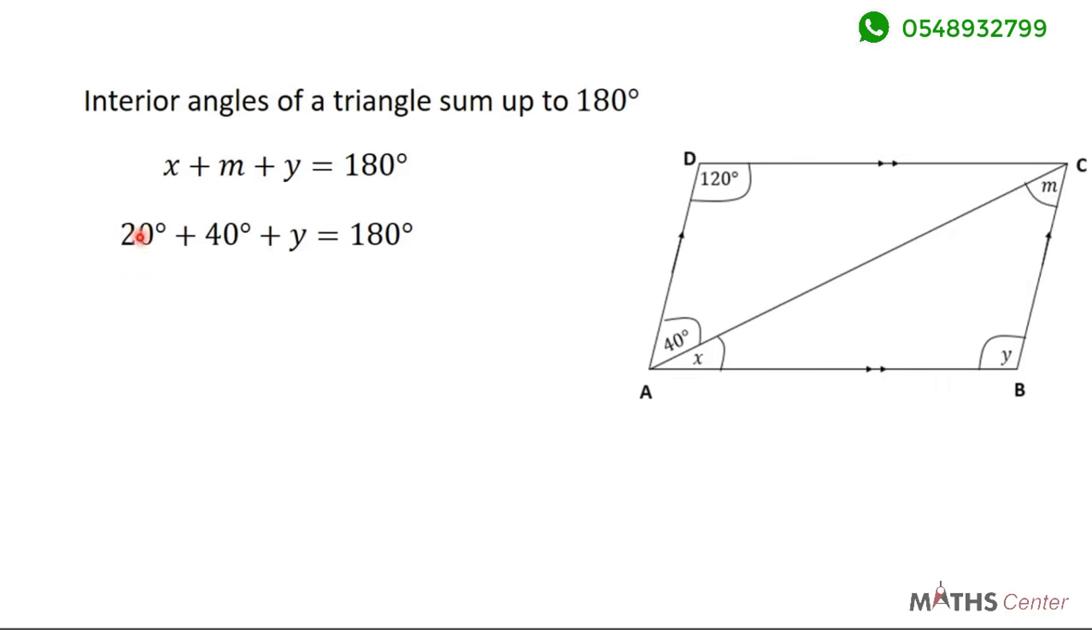We know S to be 20 degrees. We know M to be 40 degrees. So we add that to Y and you equate it to 180 degrees so that you'll be able to find Y. So we simplify this. We are going to get Y plus 60 degrees is equal to 180 degrees, and Y will give us 120 degrees. Y is giving us 120 degrees.